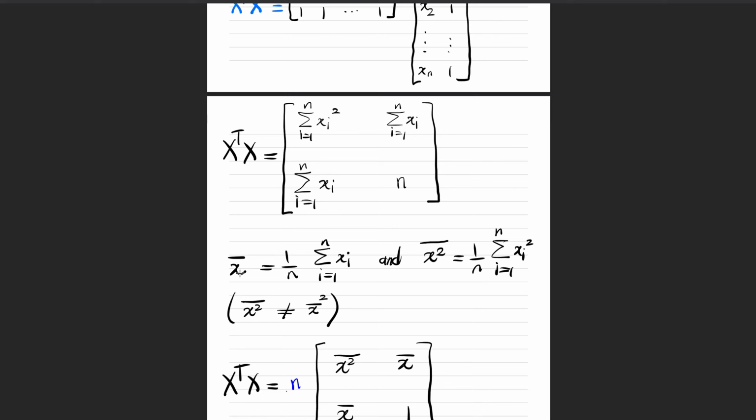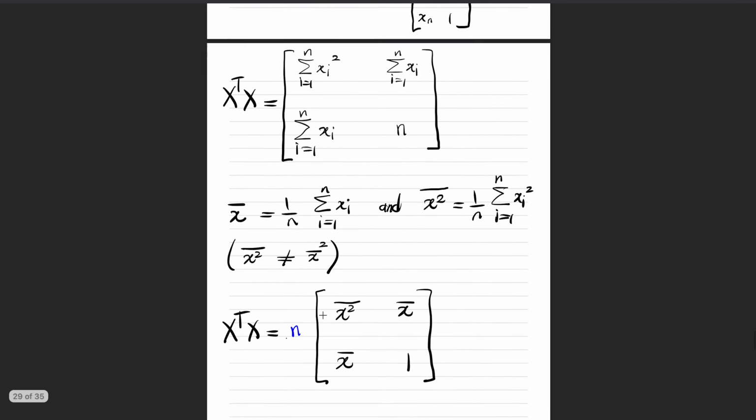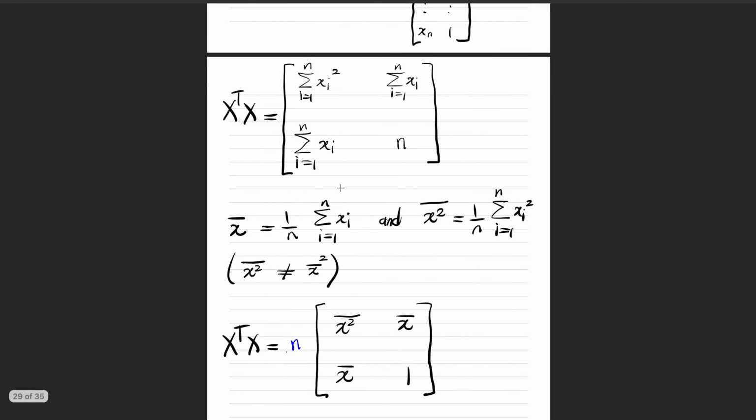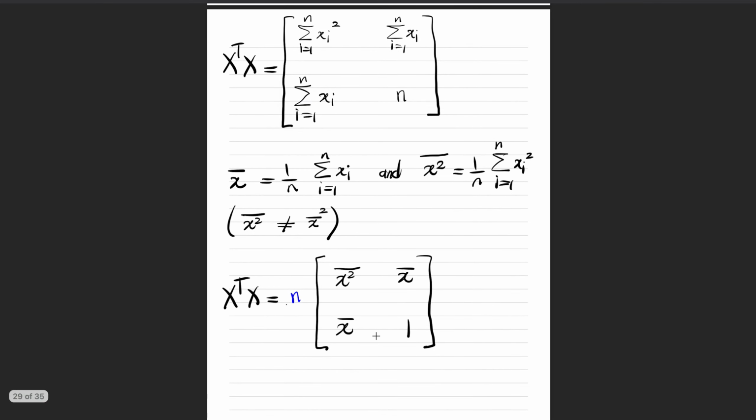And then here we have the sample mean. Note that the sample mean of the squares is not the same as the square of the sample mean. Okay, it can be, but typically it's not. So X transpose X is just n times the matrix with x squared bar and x bar in the first row. And since this is a 2 by 2 matrix, the inverse of it has a closed form analytical formula, which you have seen before, I'm sure.